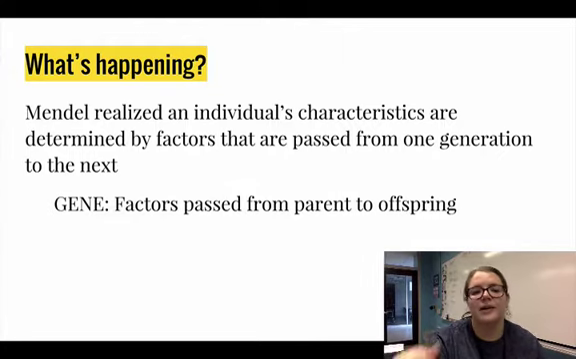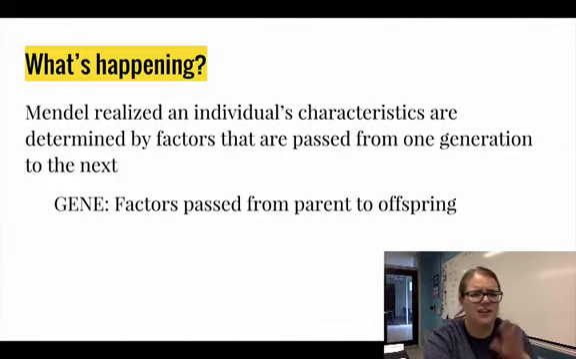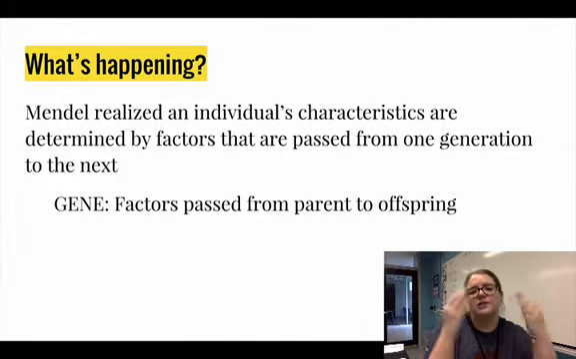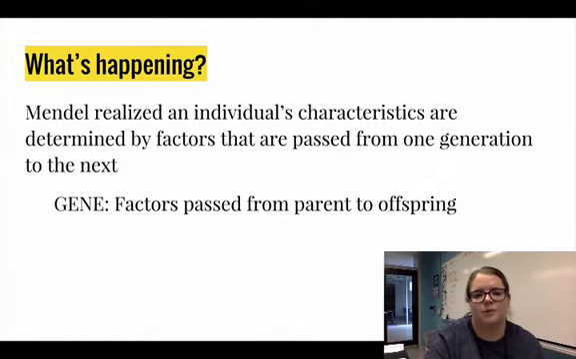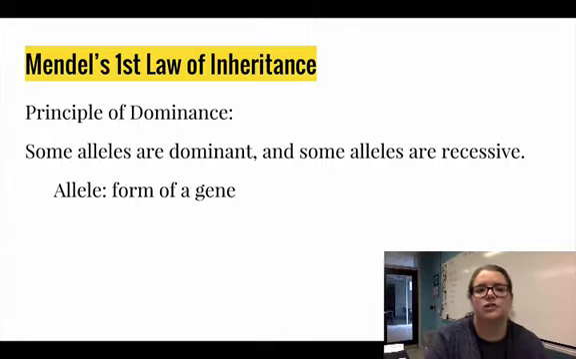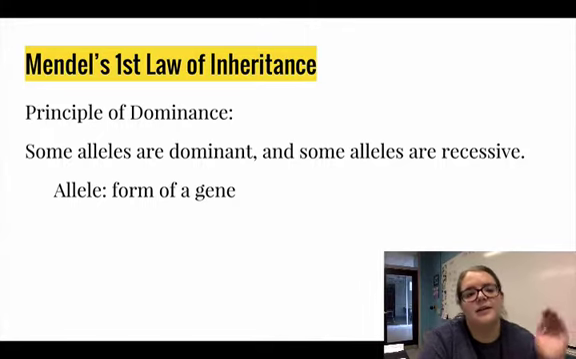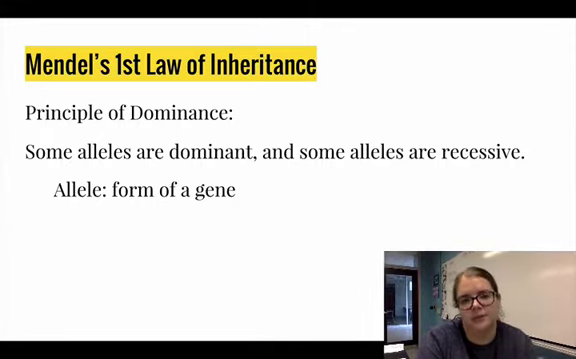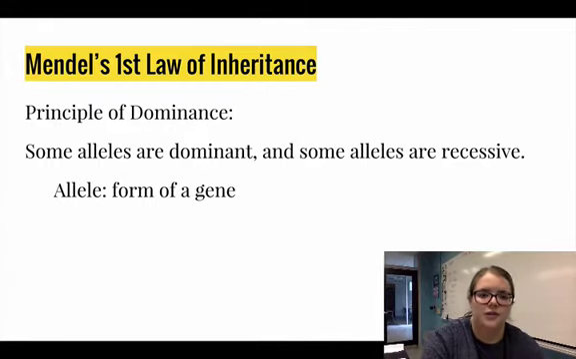All right, he then took that F1 generation, this helped him realize that the traits of an offspring were based on their parents. So he called this thing a gene, something that gets passed from parent to offspring, and it gives them their traits, okay? So he didn't know what the gene was, right? We didn't even know DNA exists, but he knew there was something that was passed from parent to offspring, which was Mendel's first law of inheritance, which is the principle of dominance. Some alleles are dominant and some alleles are recessive. So an allele is a form of a gene. All right, so some forms of genes are dominant, some are recessive.